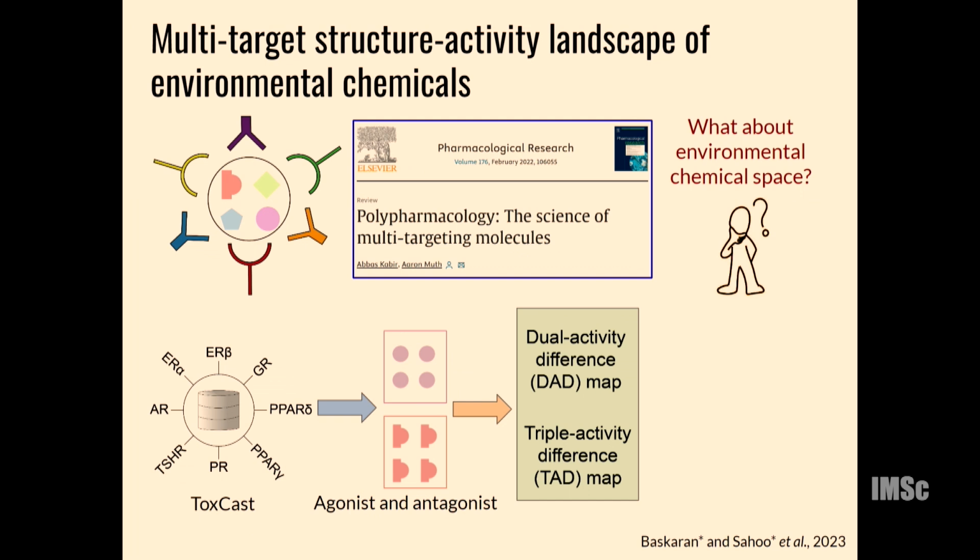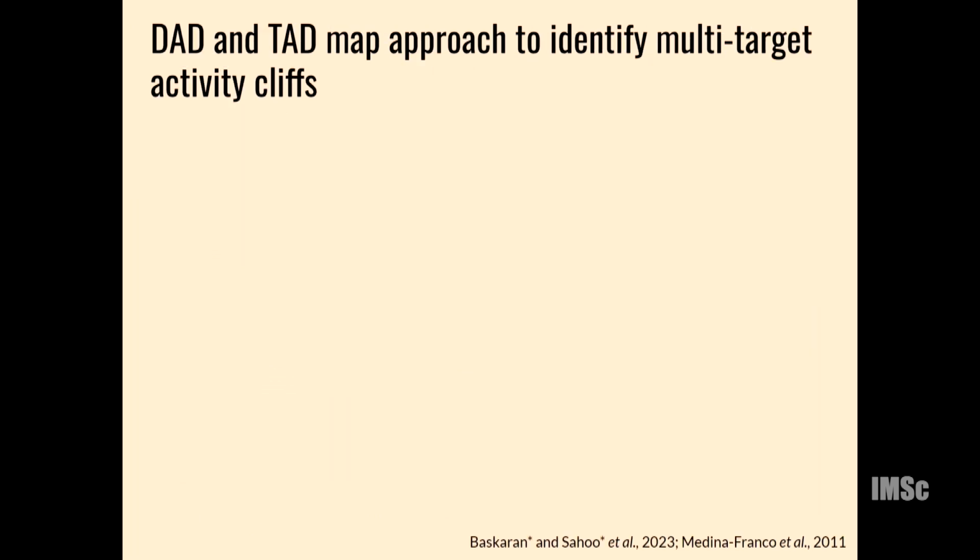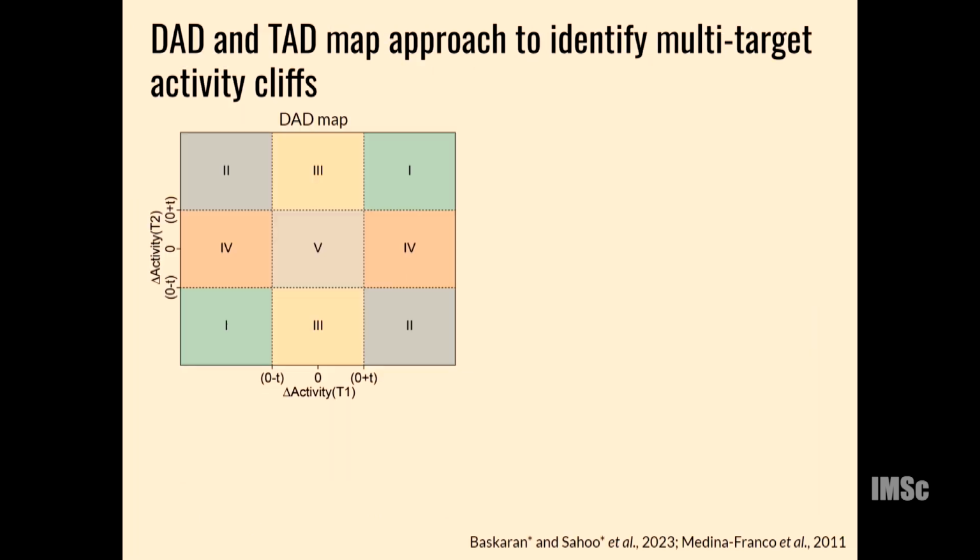So to answer that particular question, we are using DAD map and TAD map to analyze the multi-target nature of the activity landscape of these environmental chemicals. So what is a DAD map? A DAD map is basically a 2D map, and here is how you construct it.